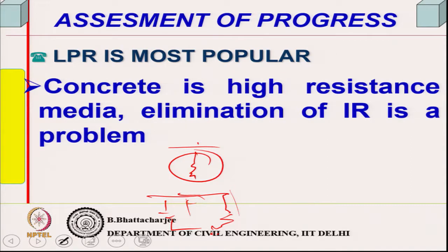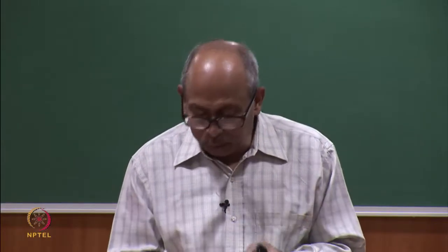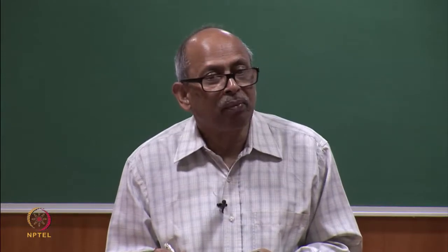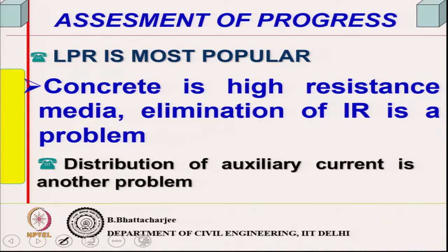But when I am passing a current and measuring the potential changes, that will also involve this resistance. It is a high resistive media. So, the IR drop across this has to be eliminated. This is done either electronically, or one can do it theoretically also.